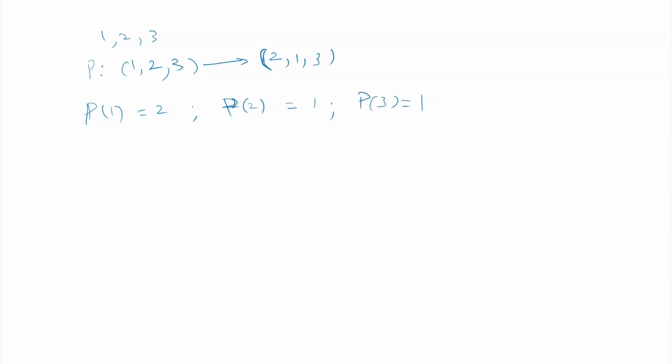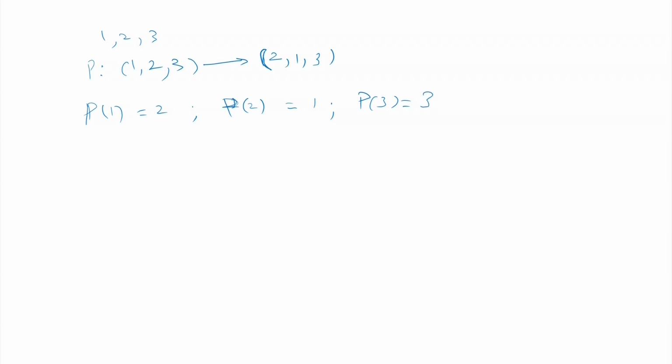Suppose you have 3 particles 1, 2 and 3. You can have a permutation where I take 1, 2 and 3 and jumble it up and make it 2, 1 and 3. So, this is my permutation. I can ask myself what would be the image of 1 under this permutation. The image of 1 under this permutation is basically 2. That means 1 becomes 2, 2 becomes 1 and 3 remains 3. So, this is my permutation.